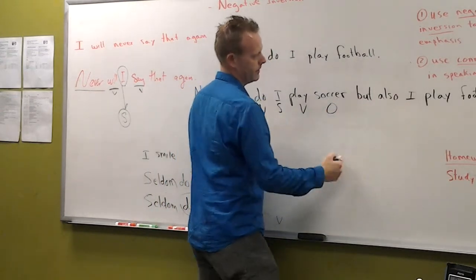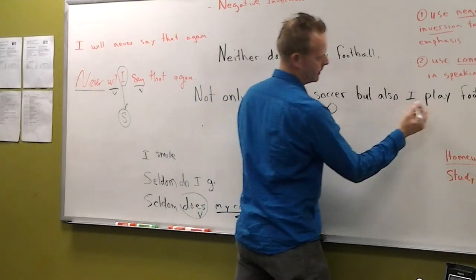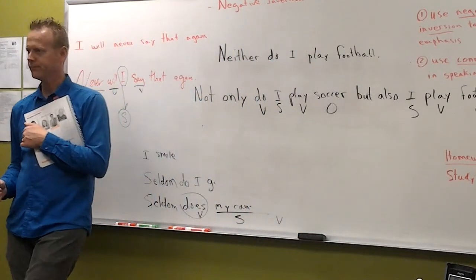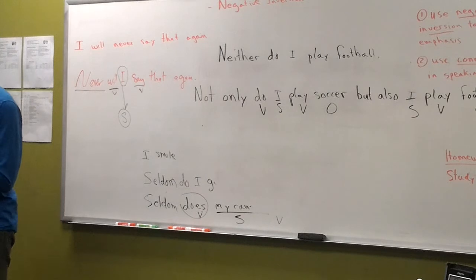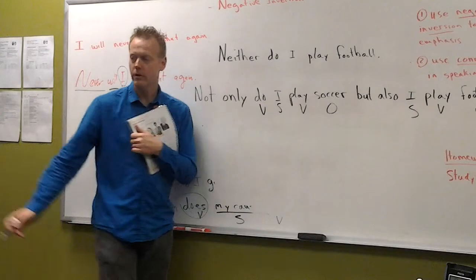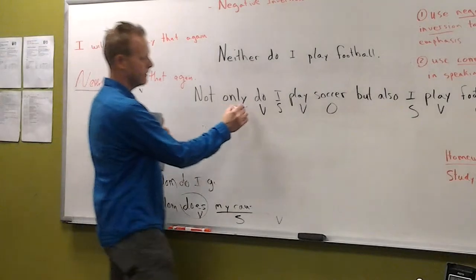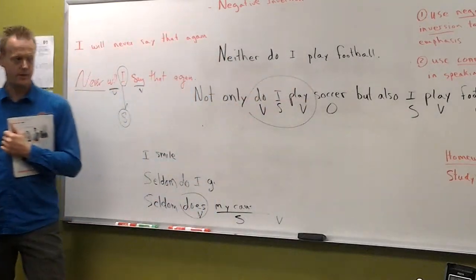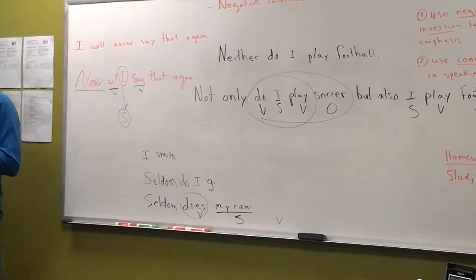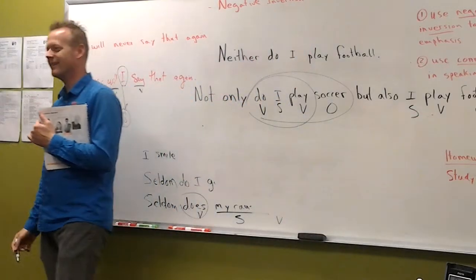And then you actually have a whole other, but also I play football. Really, you have two independent clauses with a but also. Does that make sense? It's super long. It only works, though, when you have, man, if you want to make a cheeseburger, you got to have the bread and you got to have the meat. So that's why you need an independent clause in there. All right. Does that make sense? And of course, create another independent clause over here so it's parallel.